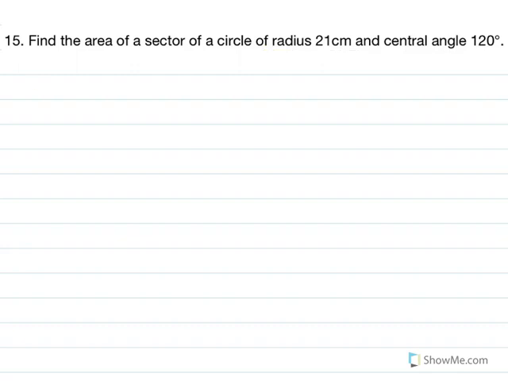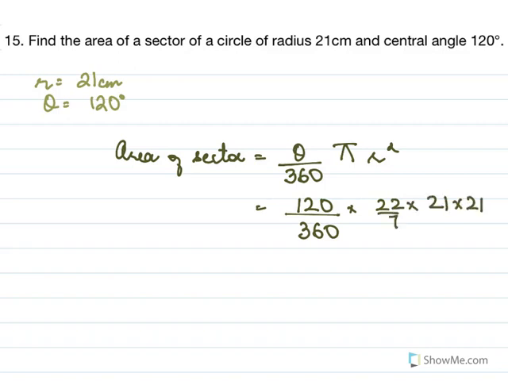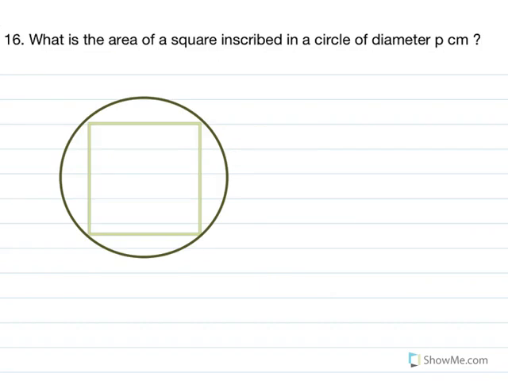Find the area of a sector of a circle of radius 21. So we have radius 21 centimeter, central angle 120. So theta 120 degrees. And formula for area of sector we know is theta over 360 pi r square. Theta 120, 360 pi 22 by 7, r is 21, so 21 into 21 because it is r square. You work this out, you get 462 centimeter square.